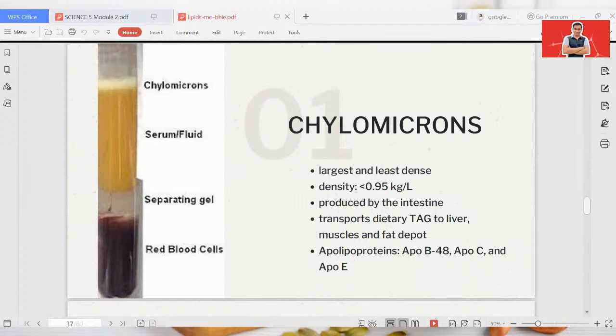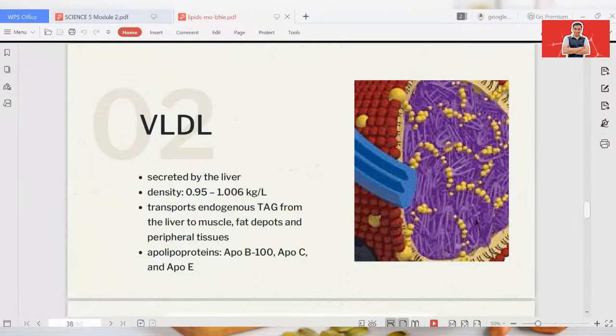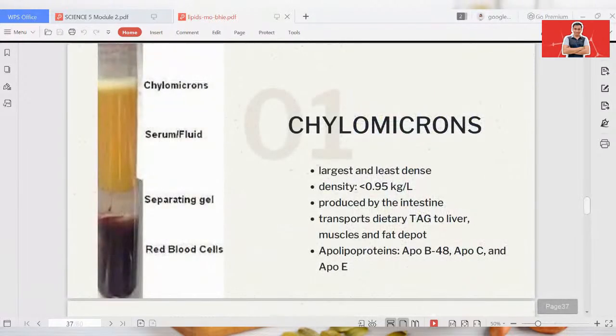So first is the chylomicrons. They are the largest. Always remember, they are the largest lipoproteins. As you can see in the picture, because of their low density, chylomicrons will float to the top and form a creamy layer when plasma is stored overnight. They have a density of less than 0.95 kg per liter.